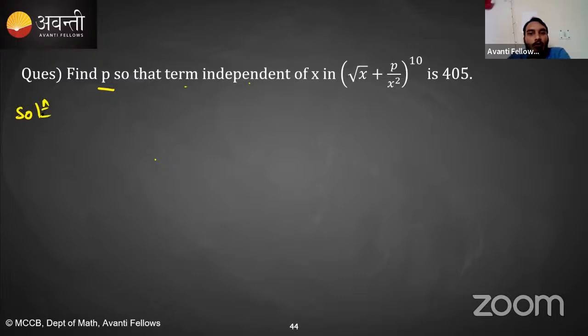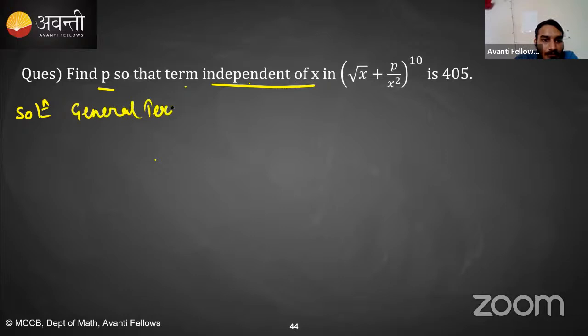Please, everybody, focus here. First of all, this type of question most of you are seeing for the first time, right? Independent of x, but it doesn't change any concept. Everything we have studied is enough to solve this question. So first of all, tell me what is the general term?